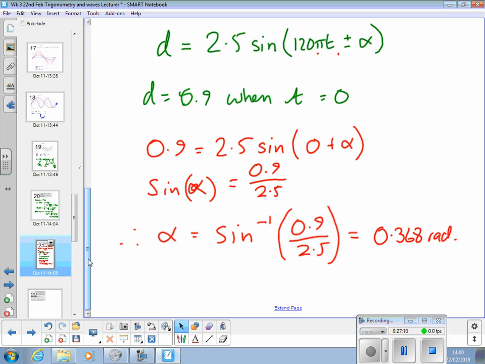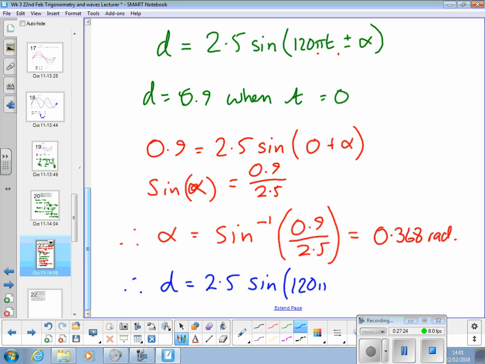Yep. So our full function, therefore, displacement equal to 2.5, the amplitude, sine 120 pi t plus 0.368 radians. It's an expression for that oscillating machine, and its position at any point in time can be determined by that. Yeah, if I wrote a function of that in some graphing software, that would show that movement over time.